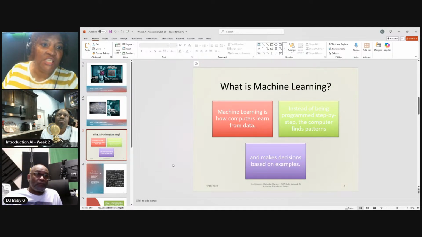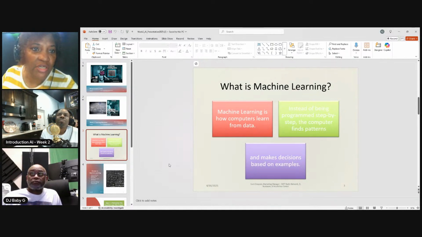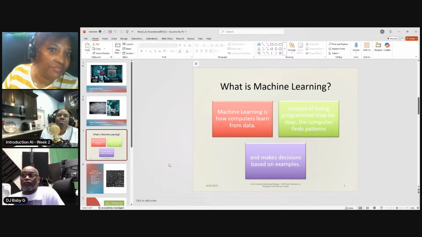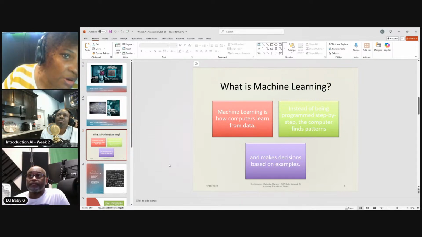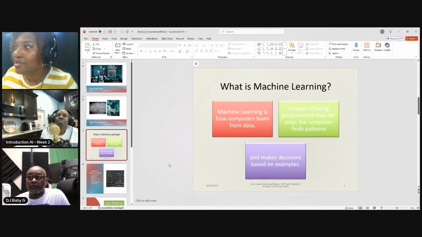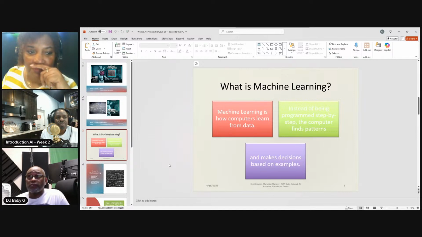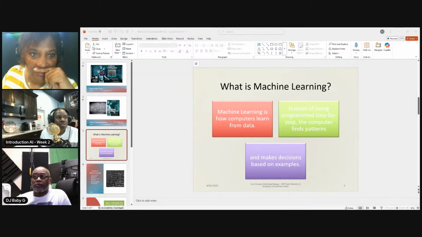So what is machine learning? Machine learning is how computers learn from data. Instead of being programmed step by step, the computer finds patterns. With that being said, what type of patterns do you think the computer is finding, Arthur? Oh, you're talking about yourself, right? Yourself, okay, or speech, facial expression, tone, pretty much that.